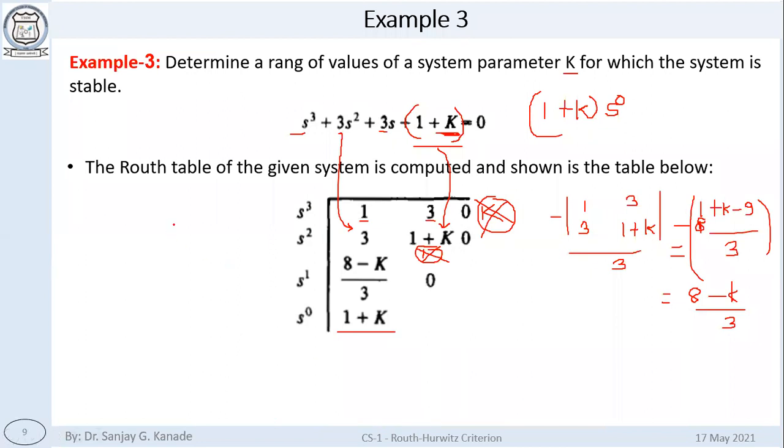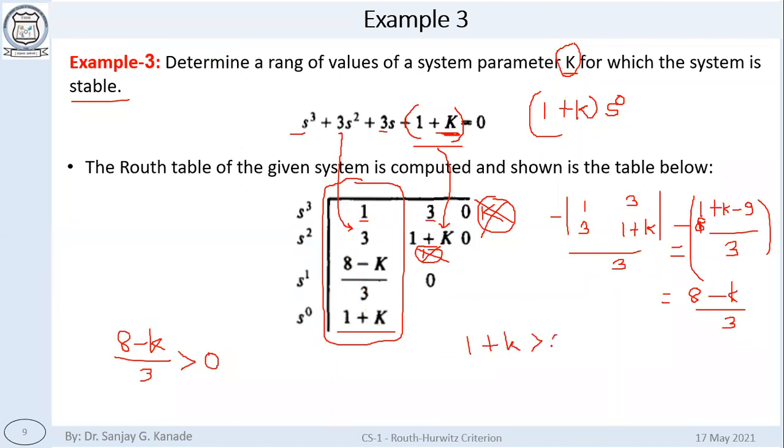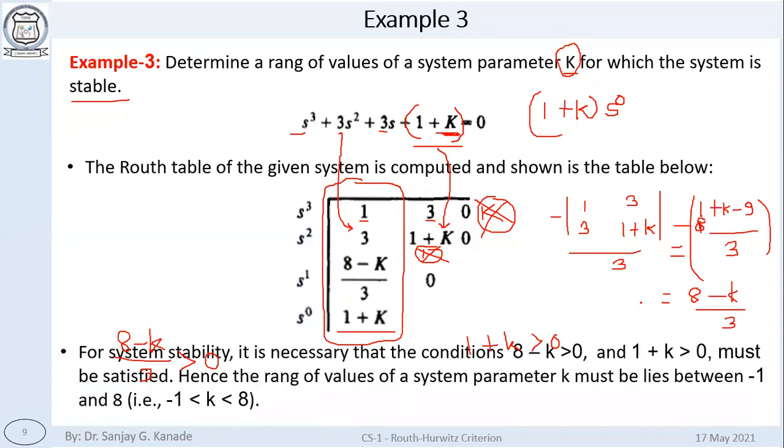What is asked? The question is, we have to find out the range of k for which the system is stable. Now for stability, what is the condition? All these values should be positive, right? Because 1 and 3 are positive, there should be no sign change. It means that these two values should also be positive. Means what? 8 minus k by 3 should be greater than 0, and 1 plus k should also be greater than 0. What does it mean?